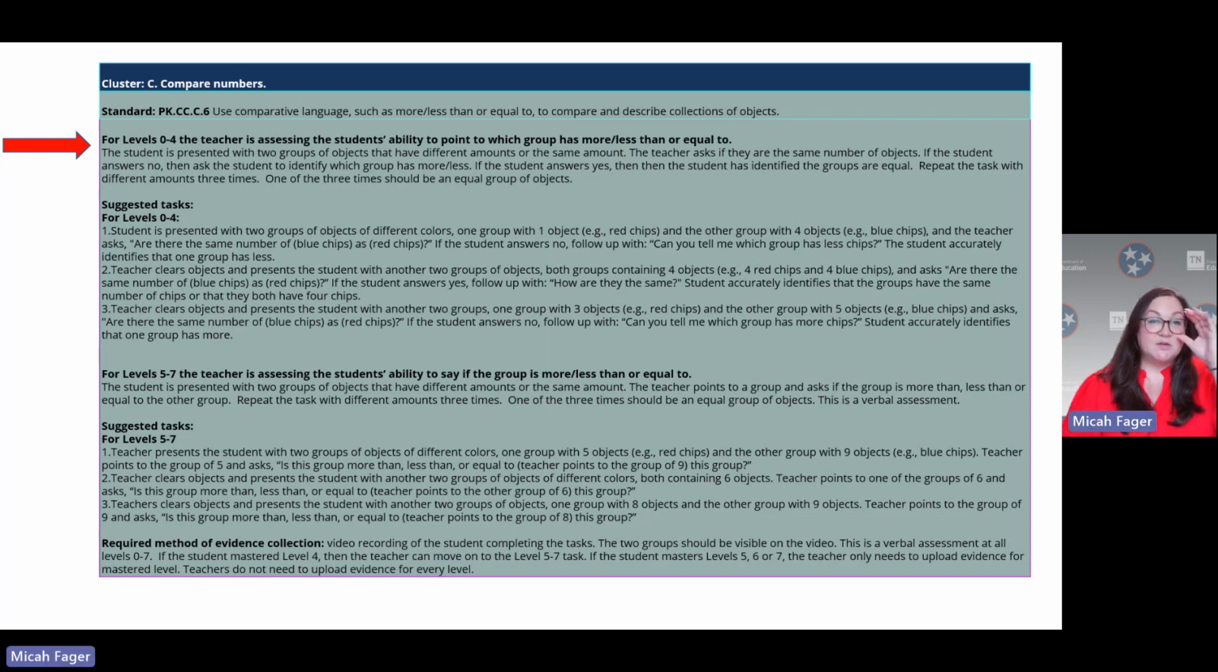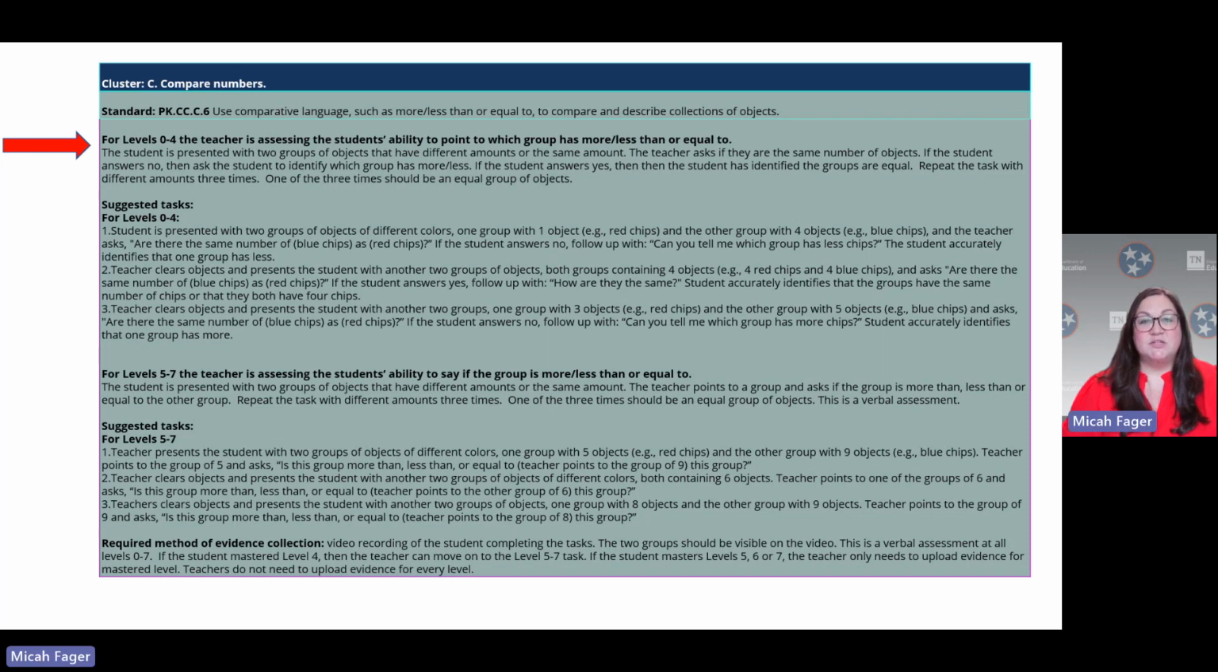The student is presented with two groups of objects. They either have two different amounts or the two groups have the same amount of objects. The teacher asks if they are the same number of objects. If the student answers no, then the teacher will ask the student to identify which group has more. Or the teacher could ask the student to identify which group has less.